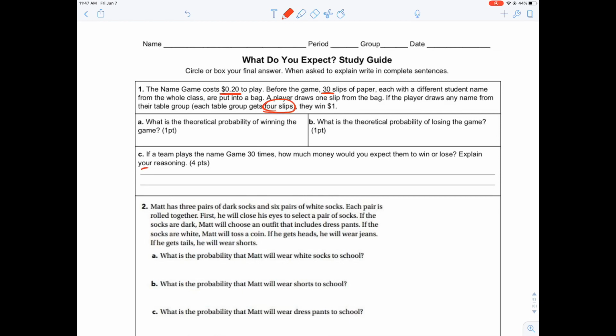So what is the theoretical probability of winning the game? Well, how many total slips of paper do we have? We have 30, so 30 is going to be my denominator, and each group has 4 slips. So my probability of winning the game is going to be 4 out of 30. We're going to keep it at 30. Then we need to figure out the theoretical probability of losing this game. That's going to be 30 over 30 minus 4 over 30, and I'm left with a probability of 26 out of 30. So it looks like we're going to lose a lot here.